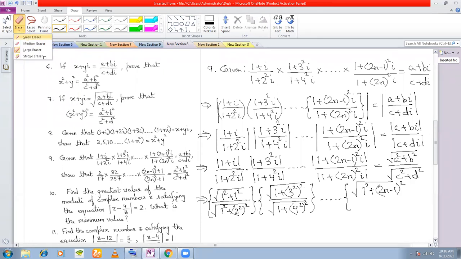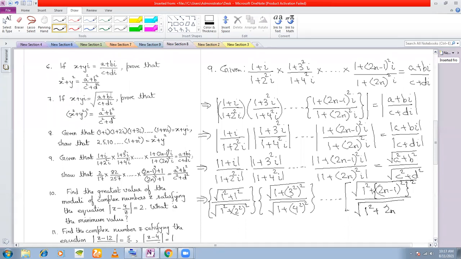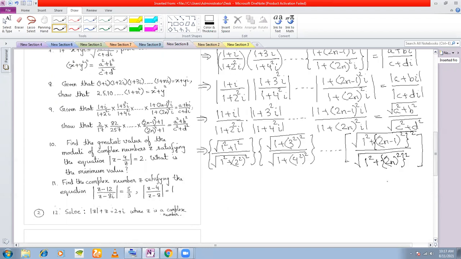Let me put this into box brackets. Square, (2n minus 1) square square, divided by root over of 1 square plus (2n) square square is equal to square root of a square plus b square divided by square root of c square plus d square.